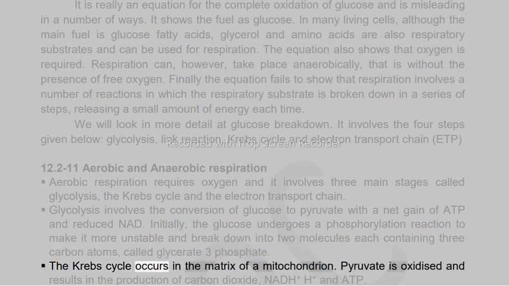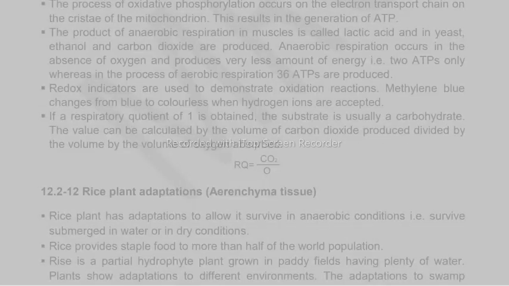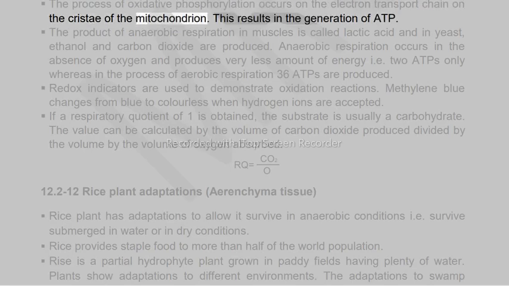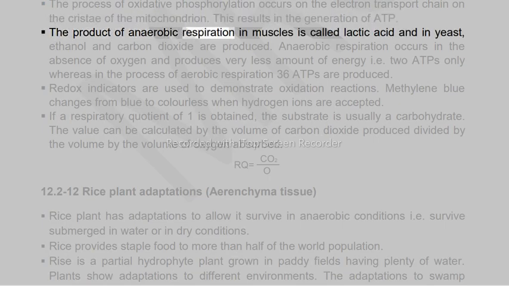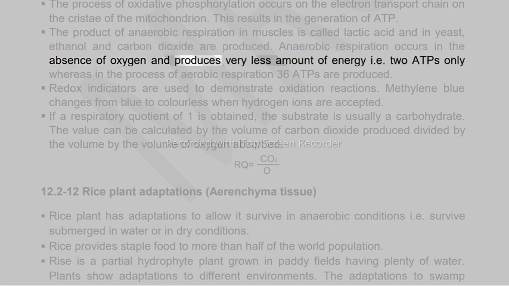The Krebs cycle occurs in the matrix of a mitochondrion. Pyruvate is oxidized and results in the production of carbon dioxide, NADH, H+, and ATP. The oxidative phosphorylation occurs on the electron transport chain on the cristae of the mitochondrion. This results in the generation of ATP. The product of anaerobic respiration in muscles is called lactic acid, and in yeast, ethanol and carbon dioxide are produced. Anaerobic respiration occurs in the absence of oxygen and produces very little energy, i.e. 2 ATPs only.